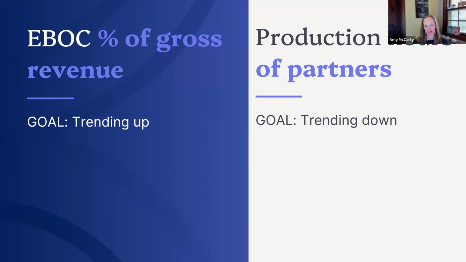Earnings before owner's compensation. And so we are looking at earnings before owner's compensation because there's a lot of different ways that firms are calculating what's their EBITDA percentage, what's included, what's not. So earnings before owner's compensation just felt like a level playing ground, right?